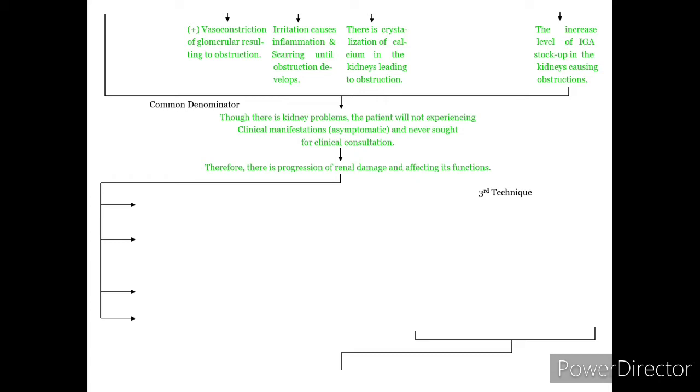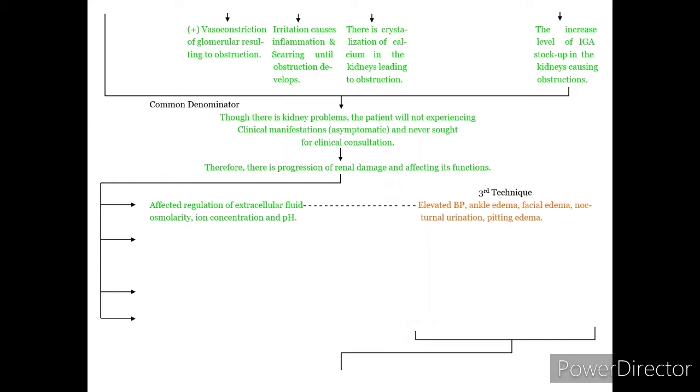Therefore, there is progression of renal damage, affecting its functions. The first function that we need to talk about is regulation of extracellular fluid, osmolarity, ion concentration, and pH, which was already affected. Therefore, it can lead to clinical manifestations such as elevated BP and the rest of the clinical manifestations. Then the second one is affected excretion of waste and toxins.